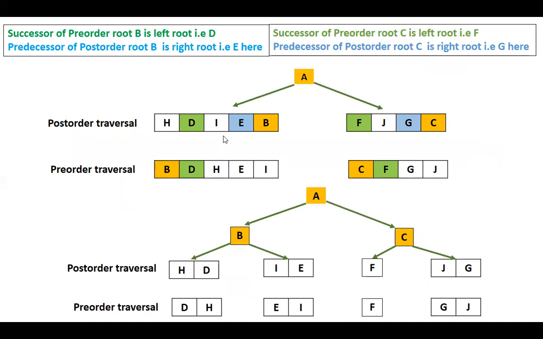And similarly for the right side, what you do, go to post order traversal and do its predecessor, that is E, right? So starting from E till the end of the items, that is E and I, till you reach the rightmost element of the traverse, right? So E and I are the elements of the right subtree. Fine. So we got left subtree elements and we got the right subtree elements.